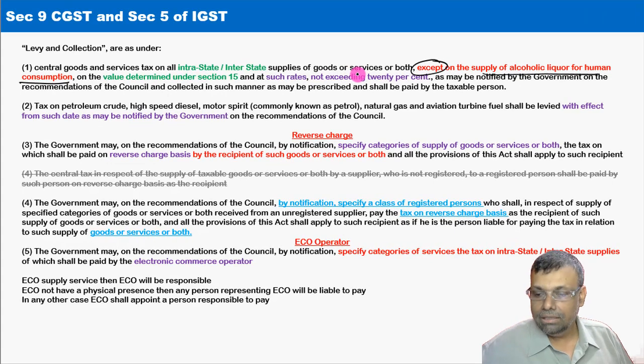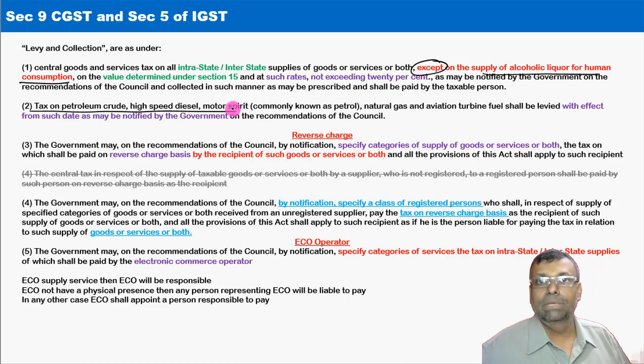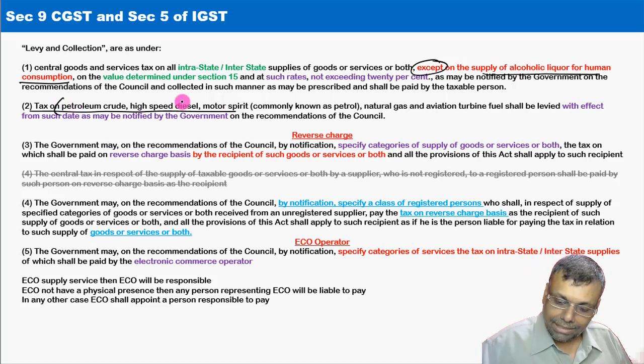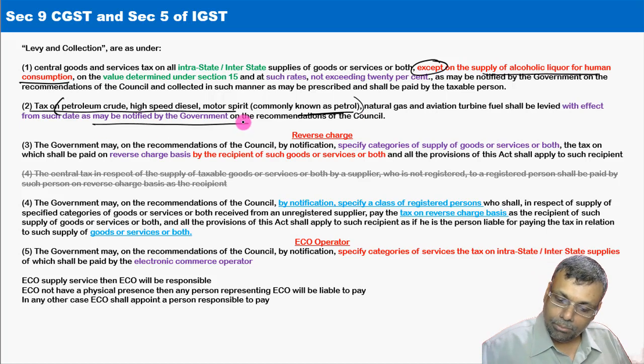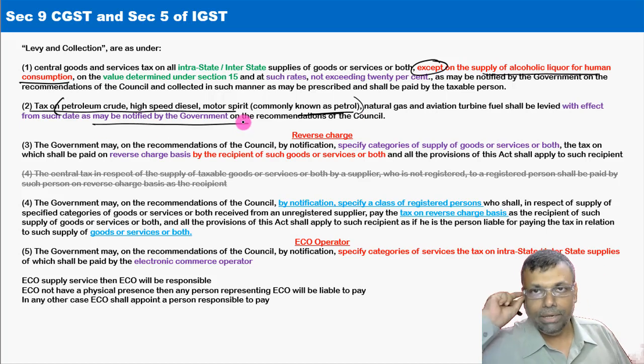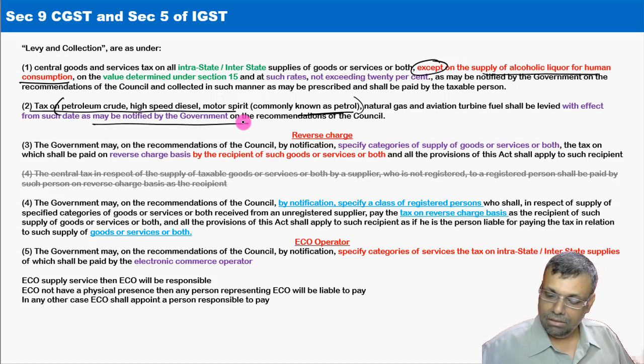So first thing is that alcoholic liquor for human consumption is not covered by the GST provisions right now. That is number one. Second point is the tax on petroleum crude, high speed diesel, motor spirit, commonly known as petrol. These will be covered by the GST only after it has been notified appropriately by the government. So as of today there is no such clarification on this particular front, and that is the reason petroleum crude, high speed diesel, motor spirit, basically petrol, is not within the purview of the GST provisions.